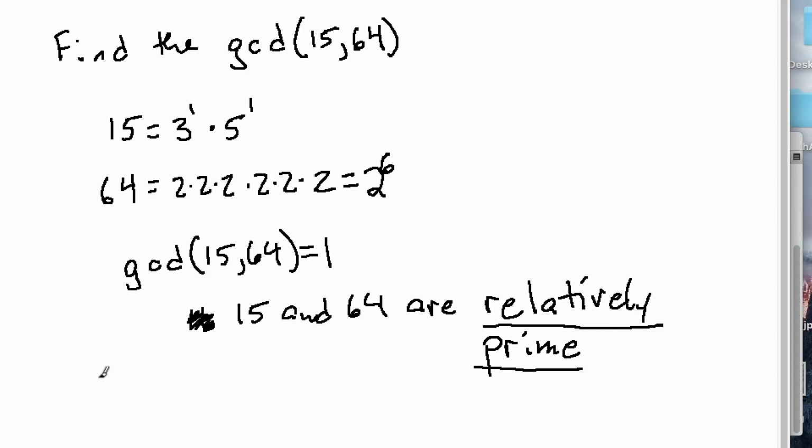So that ends our first method for finding the greatest common divisor. Okay, so what we would like to do now, we're going to be learning this thing called the Euclidean algorithm, named after Mr. Euclid.